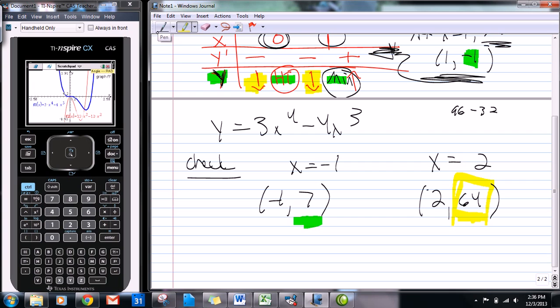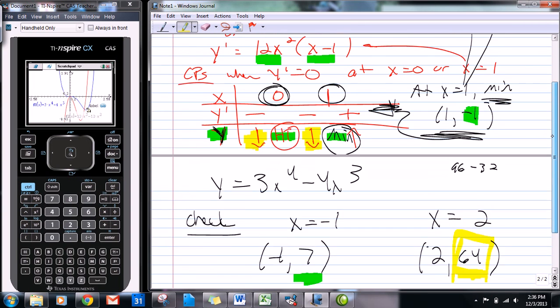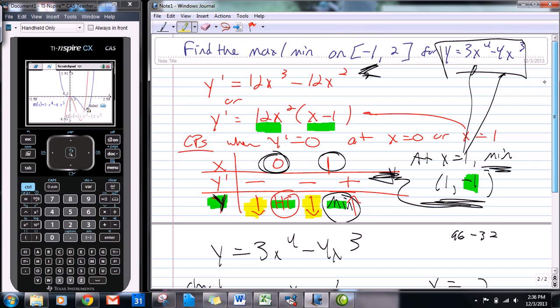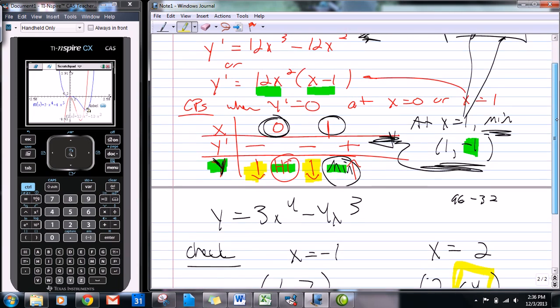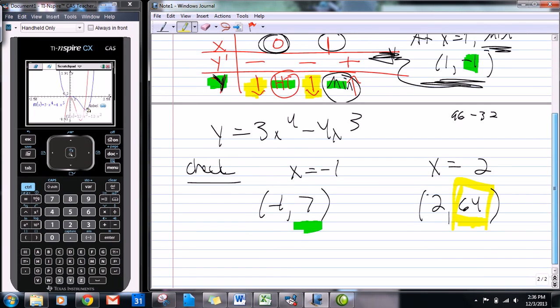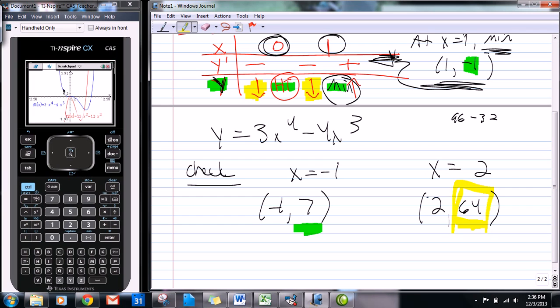64, that's right. So in conclusion, this function has a minimum that I got from calculus, right at this point when x equals 1, and the minimum was -1. And our maximum value, which we're sure to have, a min and a max by the extreme value theorem, since this blue function is continuous on that closed interval, is 64, which happens way up here when x is 2.